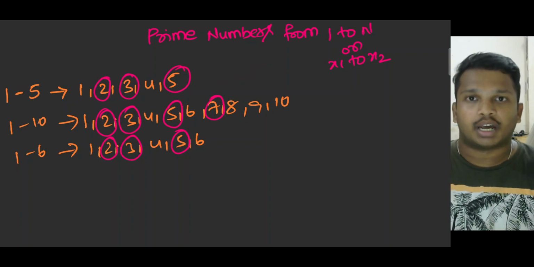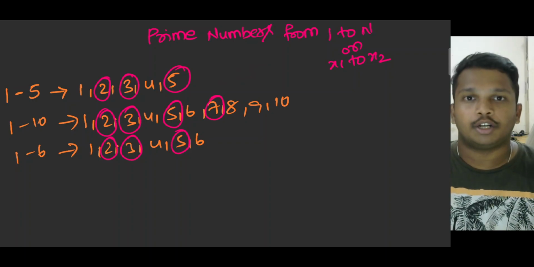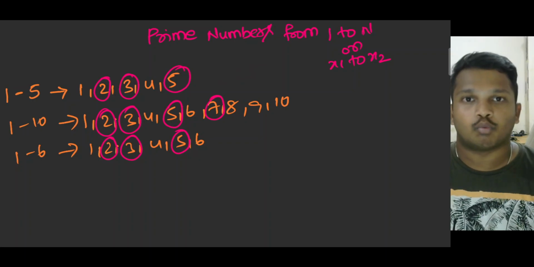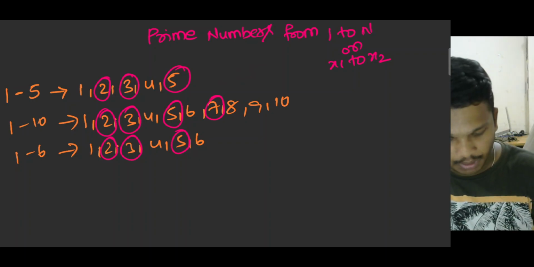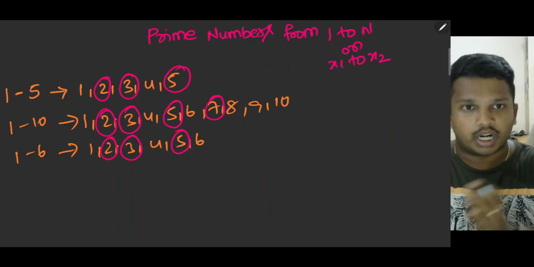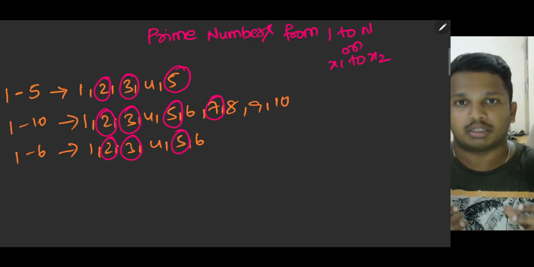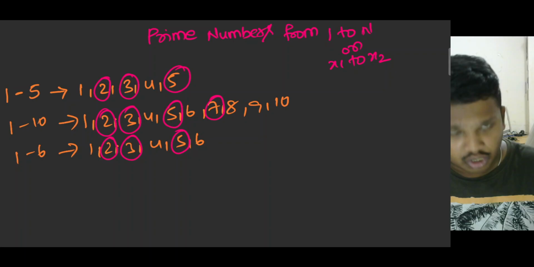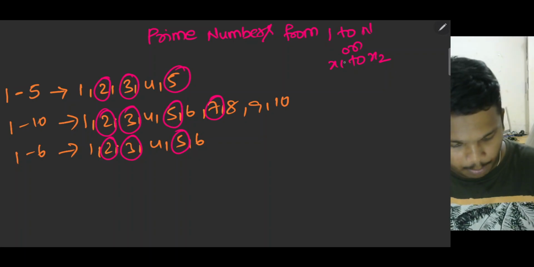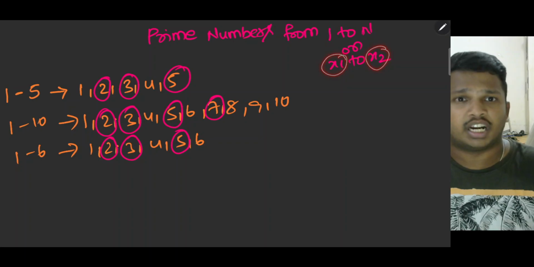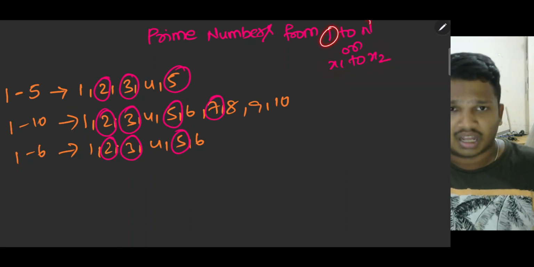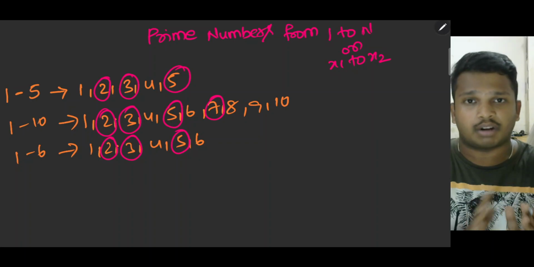Hello guys, today we are going to discuss a question where we need to print prime numbers from 1 to n. Means we will be given two numbers, 1 and n, and between 1 to n we need to print all the prime numbers which are present. This question can also be asked like print the prime numbers between the range x1 and x2 or 1 to n. We will write a program which will work for both the cases.